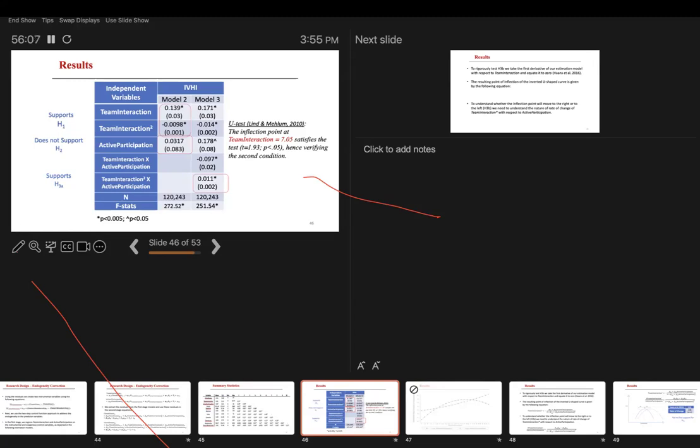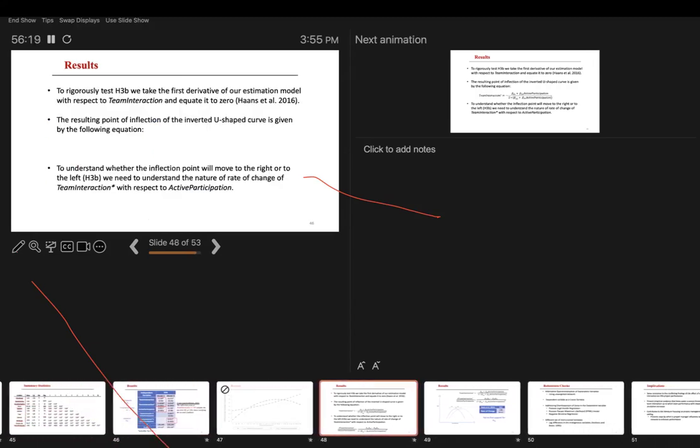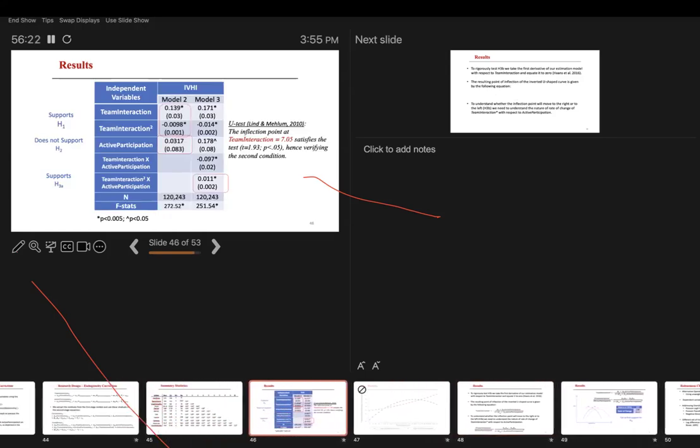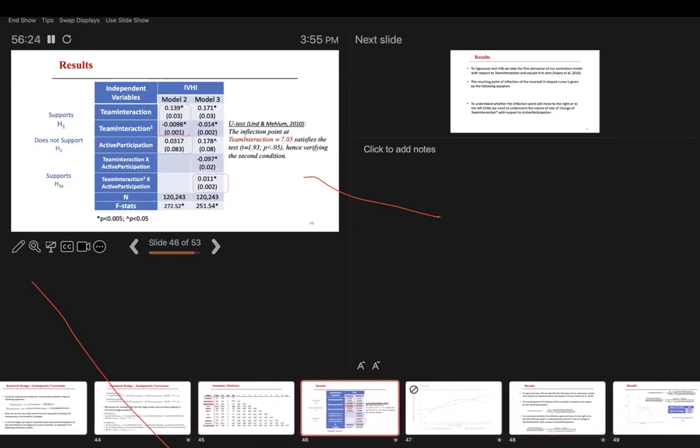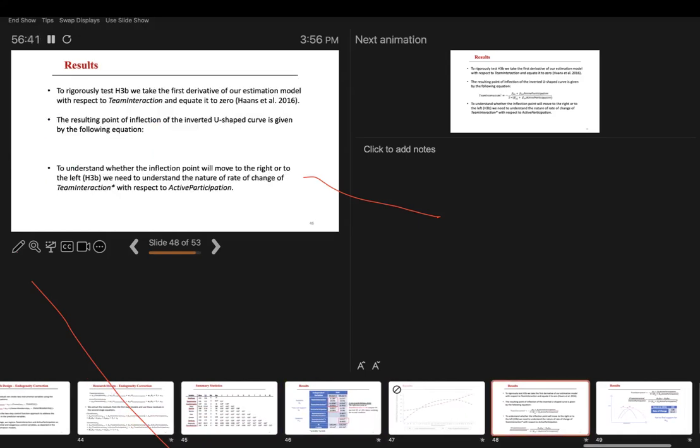So we tested this through certain steps. First we had to look at the interaction of the active participation with the team interaction to understand whether that's significant or not. But by itself, it would capture H3A only, not H3B. H3A is about the flattening of the curve. So it does flatten the inverted U-shaped curve in such a way that the coming down of issue closure rate is not at the same steep level as it used to be earlier. That happens. But the shifting of the curve cannot be tested just by doing this interaction effect. We had to do a few more things after that.